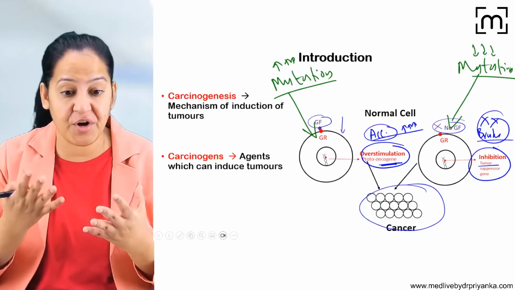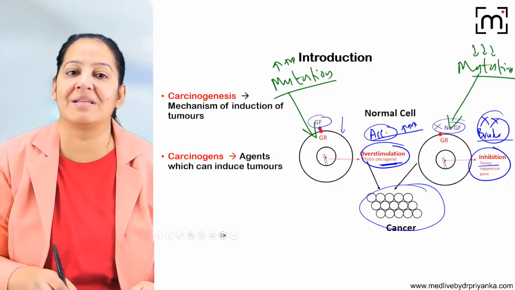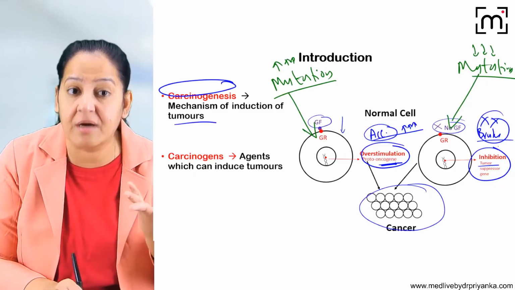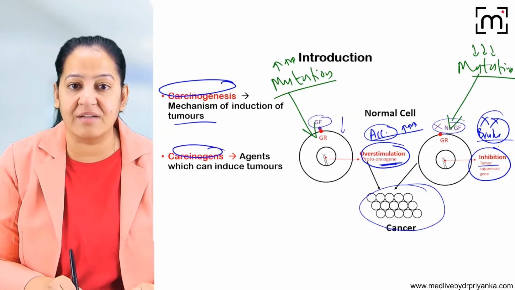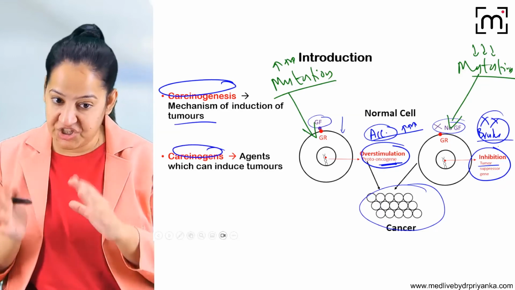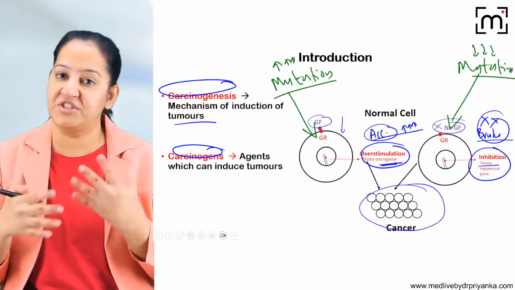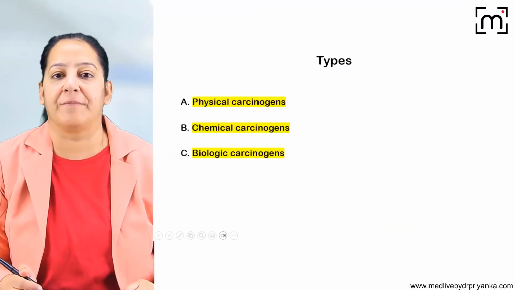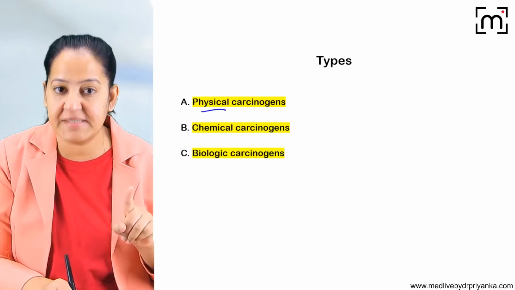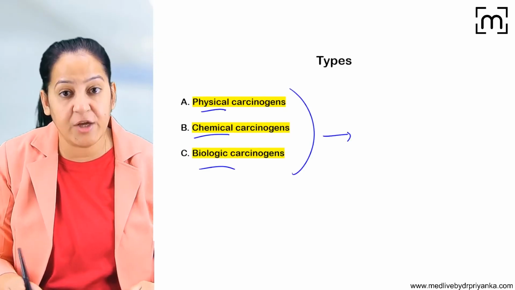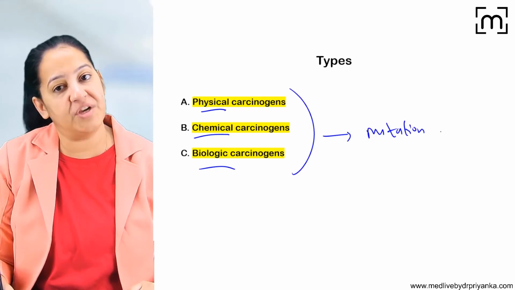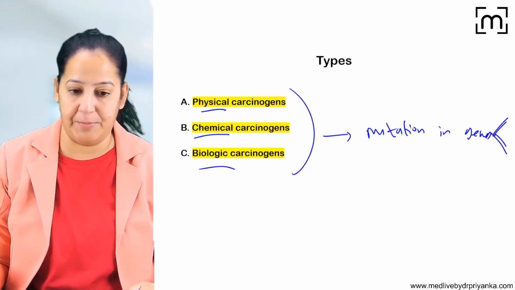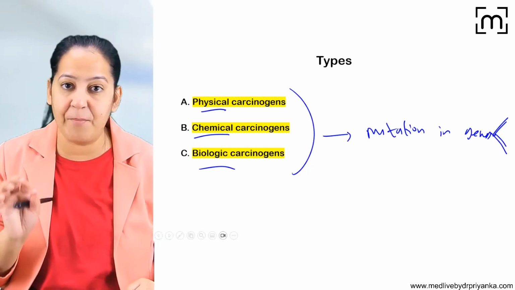The mechanism of induction of the mutation is known as carcinogenesis. So basically, carcinogenesis is the mechanism by which the mutation occurs, and carcinogens are the agents which cause the mutation. The gene can be a proto-oncogene, a tumor suppressor gene, or anything. But the agent which causes the mutation in the gene is known as a carcinogen. There are three types of carcinogens: physical, chemical or biological agents. They induce mutation in genes, either the proto-oncogene or the tumor suppressor gene, the accelerator or the brake. Mutation leads to cancer.